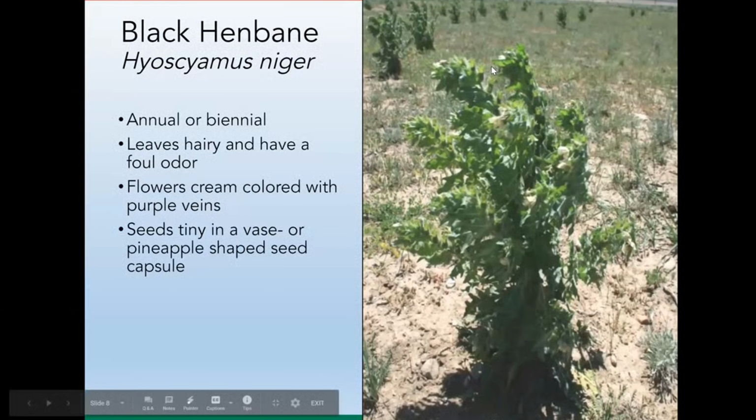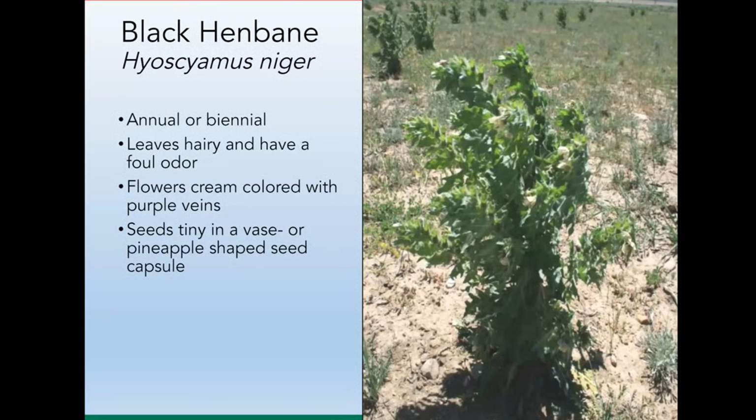Black henbane is a biennial or annual plant, depending on the weather conditions, soil moisture and temperature mostly. The entire plant is covered with a sticky hair. It's called a glandular hair, so it's a hair with a glob of sap on the end. The flowers are actually quite beautiful. They're cream colored with a purple center and purple veins, very unique.